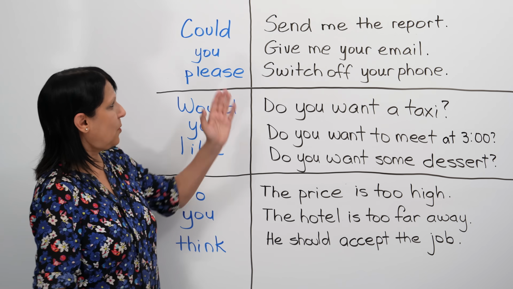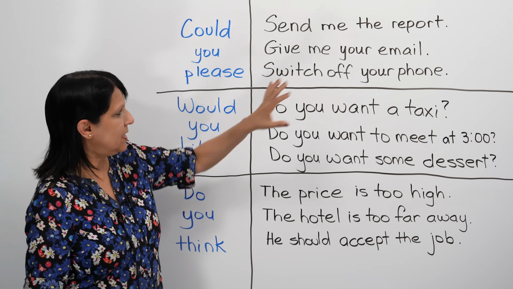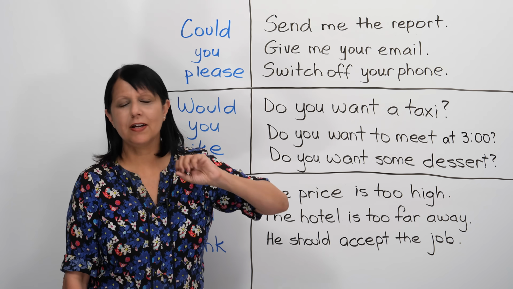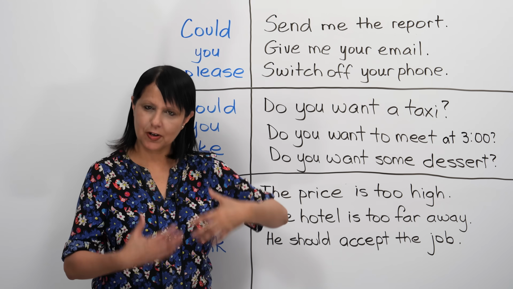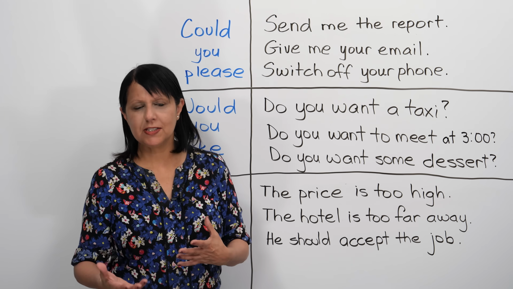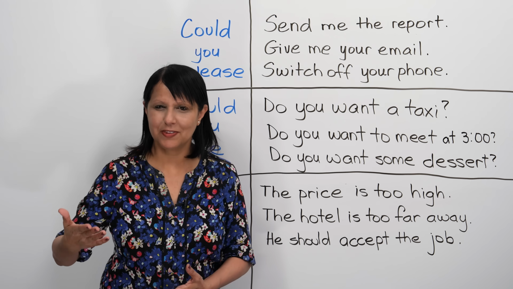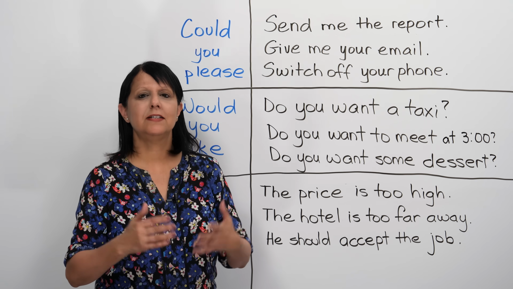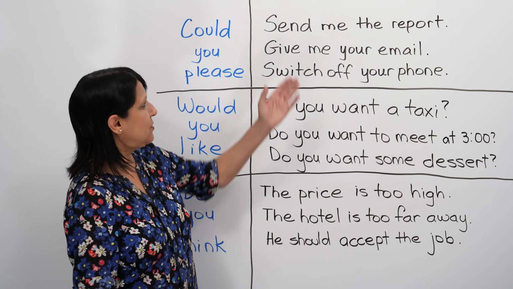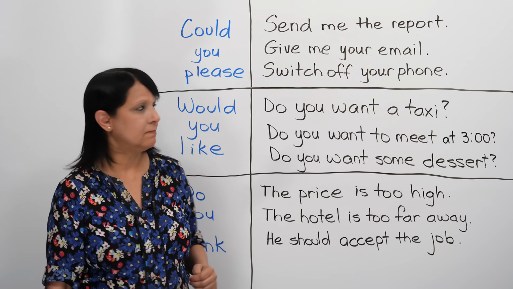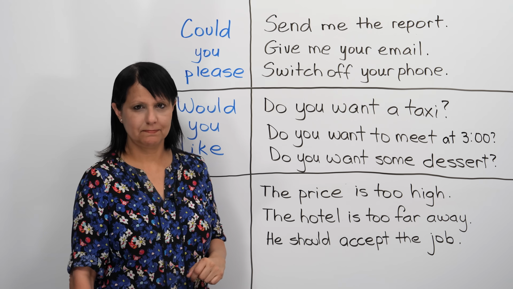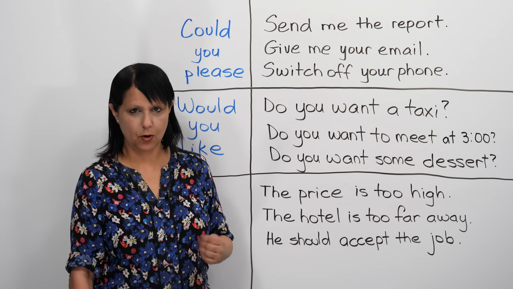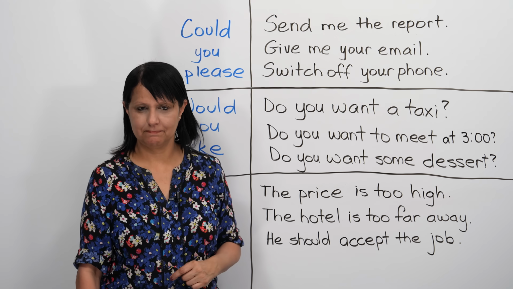All right. So the first situation is where someone is impolite without realizing it, okay? Nobody's trying to not be polite. Most people are trying to be polite, but because of their language choices, they might not realize that it's not coming out that way. So we're going to listen to it one way, and then I'm going to show you a really easy way to make it very polite, okay? So this is what somebody might say at work. Send me the report. Or, give me your email. Or, switch off your phone.